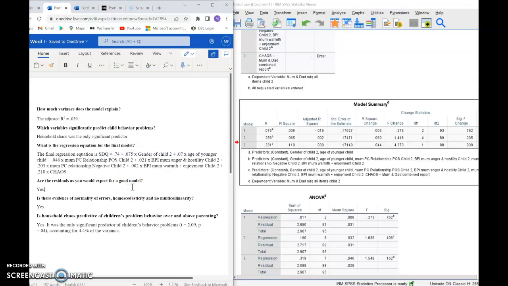Are the residuals as you would expect for a good model? Yes. Is there evidence of normality of errors? Yes. And then the research question to answer: is household chaos predictive of children's problem behavior over and above parenting? Yes, it was the only significant predictor of children's behavioral problems. And that was with a t-score of 2.09 and a significance level of 0.04, and the household chaos predictor also accounted for 4.4% of the variance.